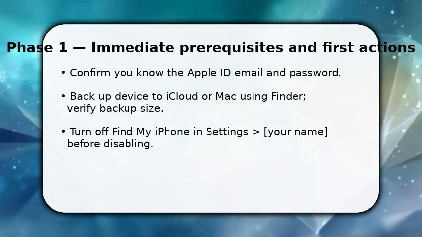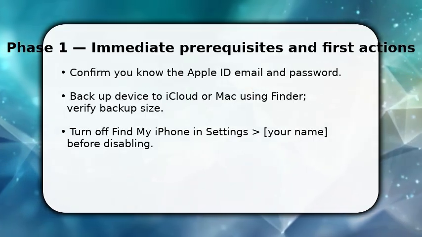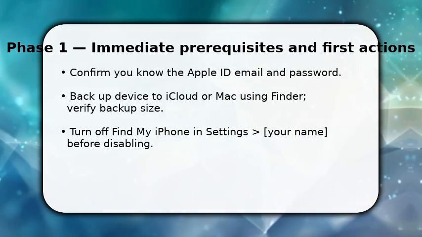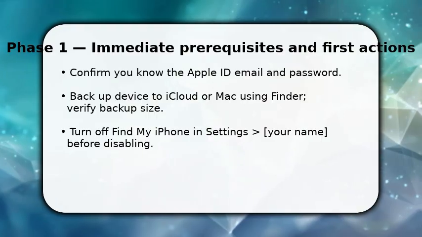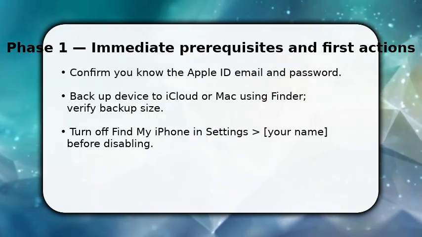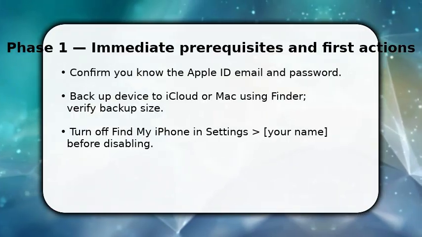You begin by confirming your Apple ID credentials. This is essential because disabling locks require authentication. Next, make a current backup, either to iCloud or to a Mac via Finder, so you can restore data if needed. Once done, open Settings and go to your name, then to Find My.